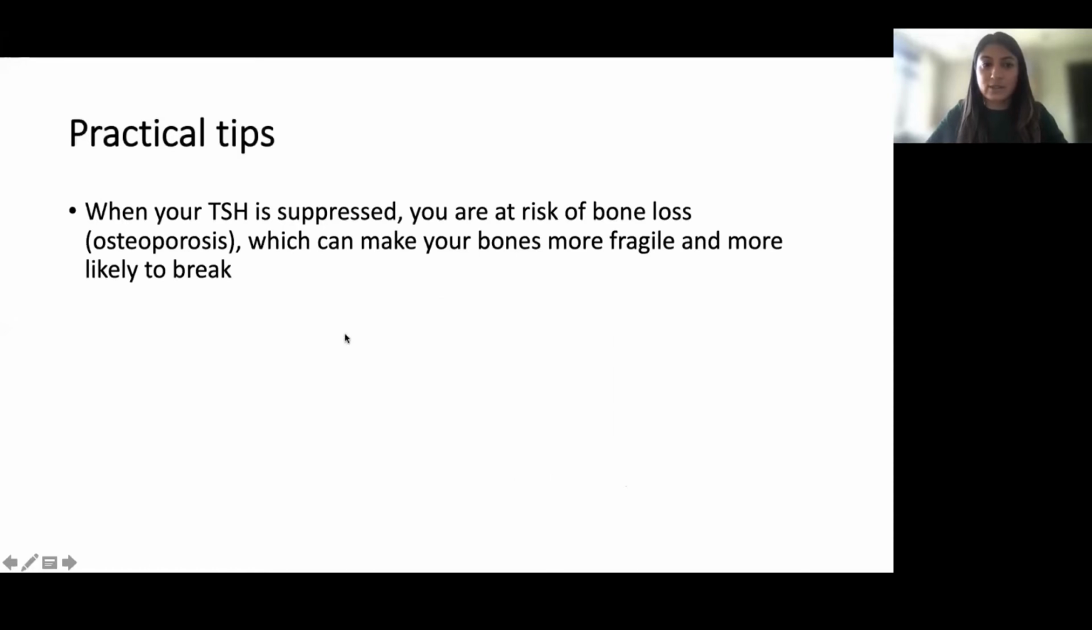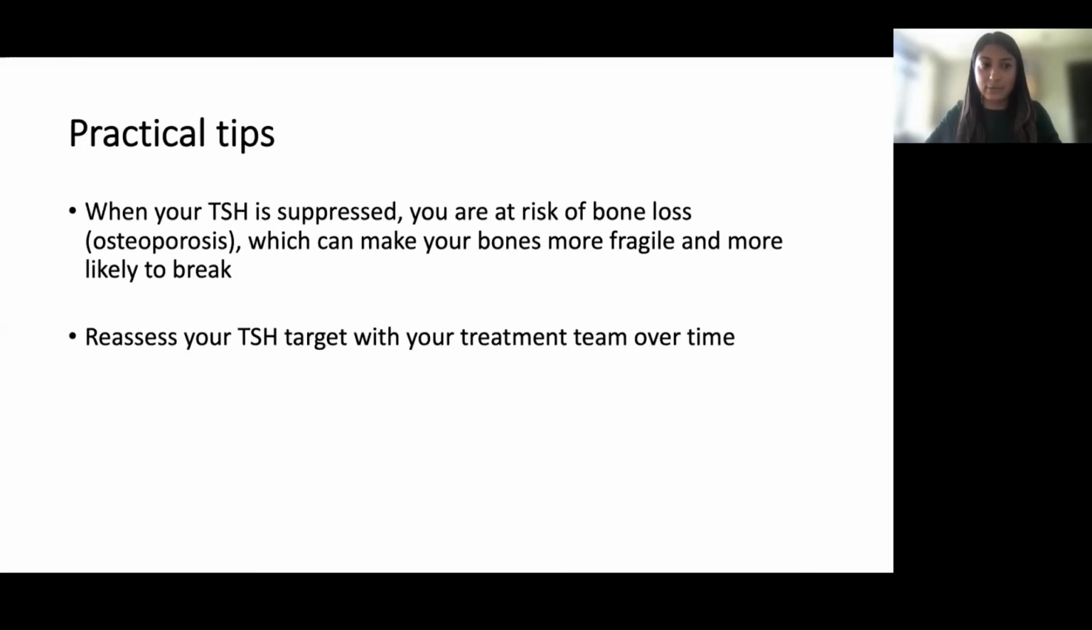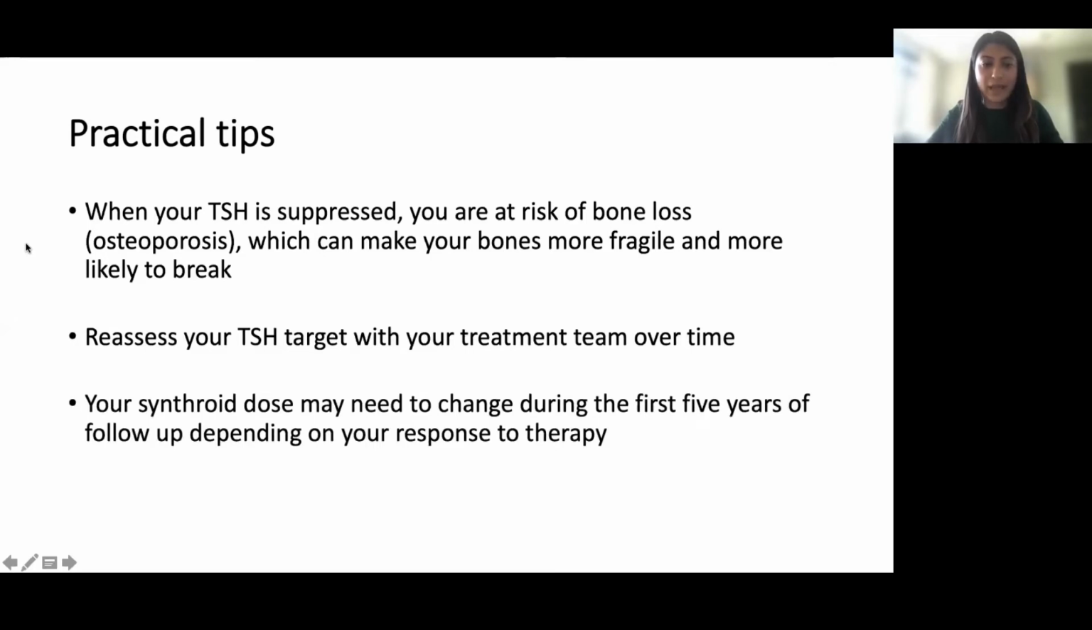So the practical tips from this part: when your TSH is suppressed, meaning you're hyperthyroid, you are at risk of bone loss, which is called osteoporosis, and that can make your bones more fragile and more likely to break. You need to reassess your TSH target with your treatment team over time. It's not going to necessarily stay the same over the first 5 years and beyond. And then your Synthroid dose may need to change during the first 5 years of follow-up, depending on what your response to therapy is.